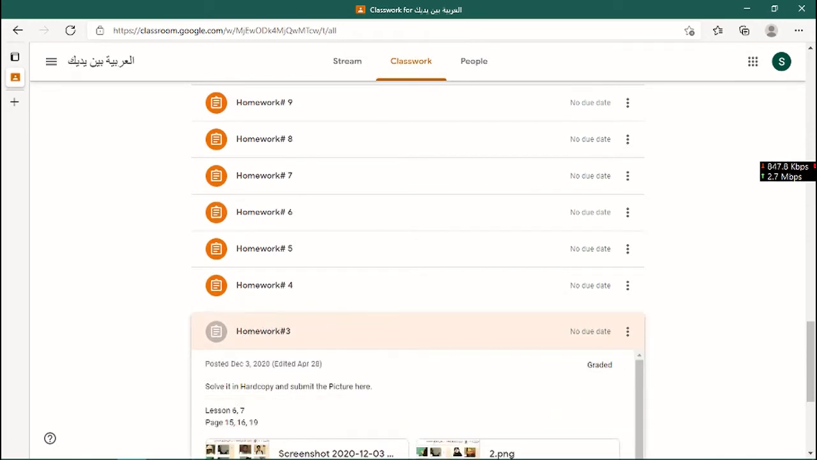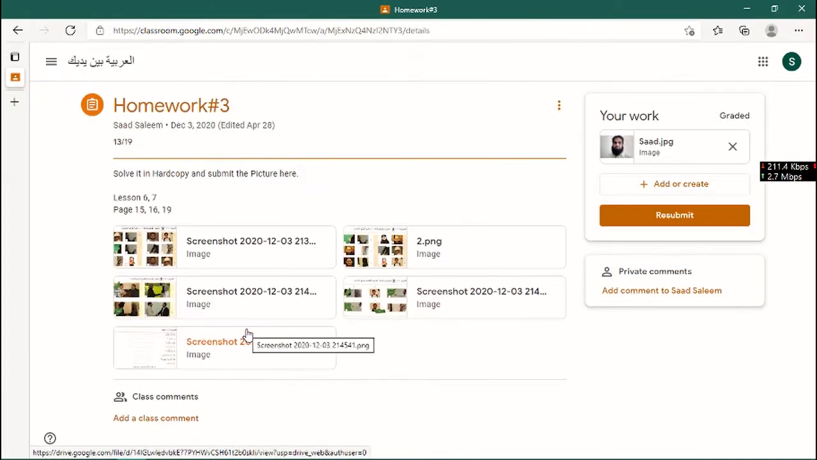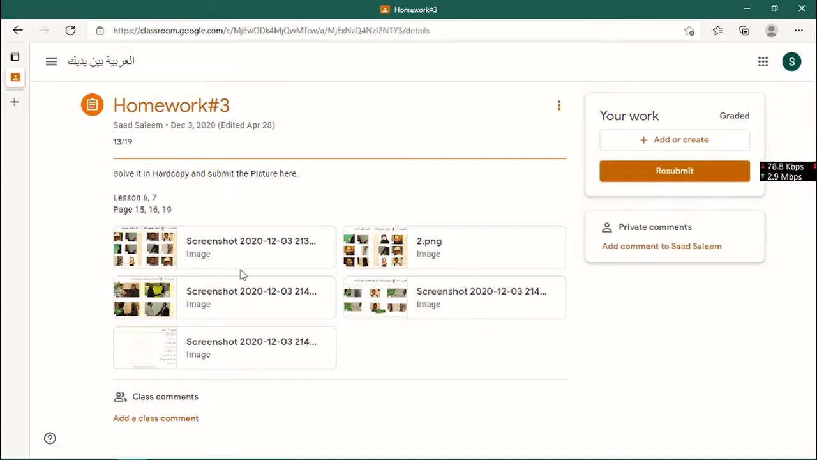Those students who are new can contact me on my WhatsApp so that I can add them to my Google Classroom. Okay, so here some details about homework are written. It may be different from the one which I have given to you, so don't worry about it. You will just submit what I have told you in the class.